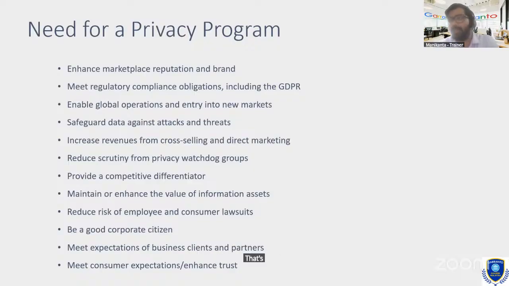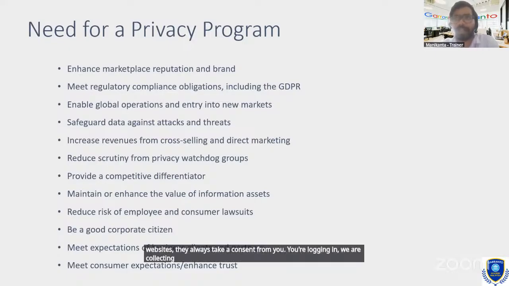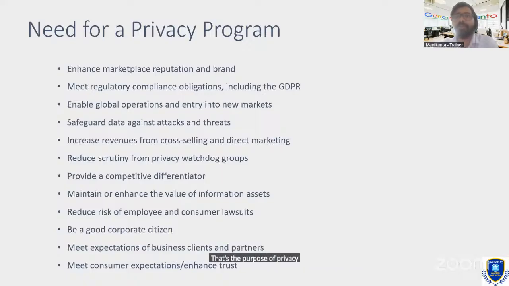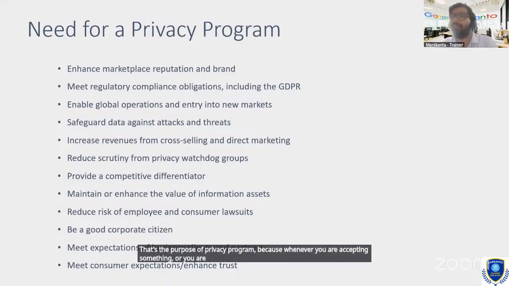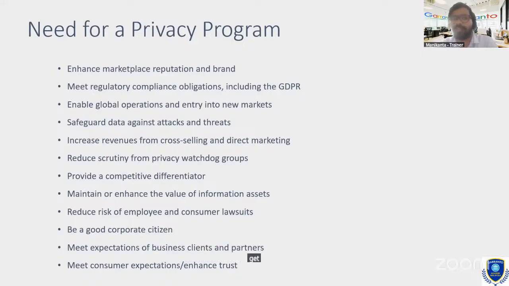That's where, whenever you log into any multinational website, they always take consent from you. You are logging in, we are collecting your information. Please accept the cookies. You see a banner below that website. That's the purpose of a privacy program, because whenever you are accepting something or signing up for something, you should give a digital signature. It means you are digitally accepting it, that I should receive such emails. You also have the privilege to opt out of it.